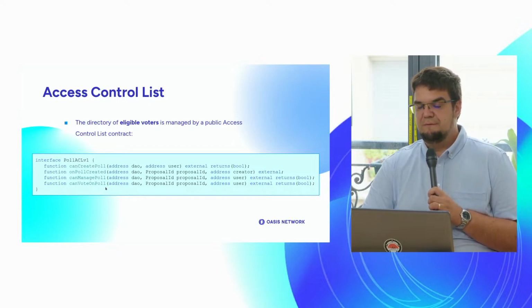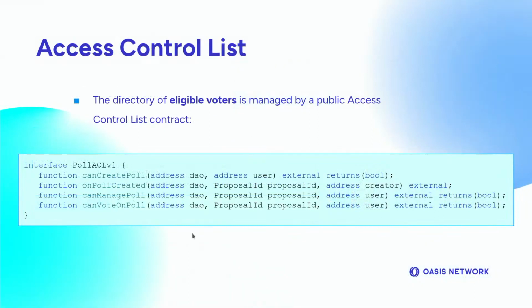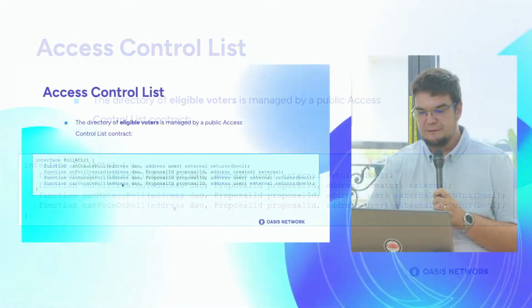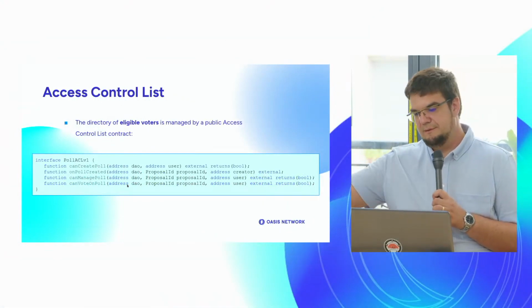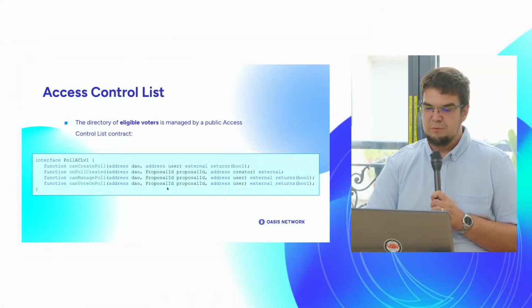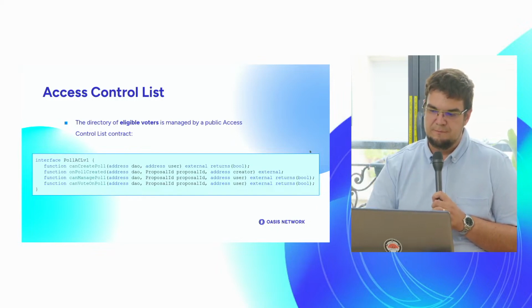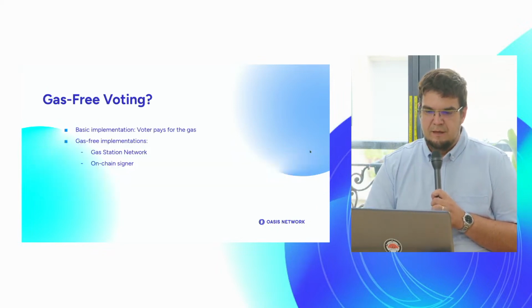So if you were to have, I don't know, just n number of eligible voters, there will be n entries inside this ACL contract, and the can vote on poll will be set only for the eligible voters. So this is the address of the DAO, because the ACL can also cover multiple DAO instances. That's the election we're checking, and this is the address of the voter, the potential voter, that we wanted to know if he can vote.